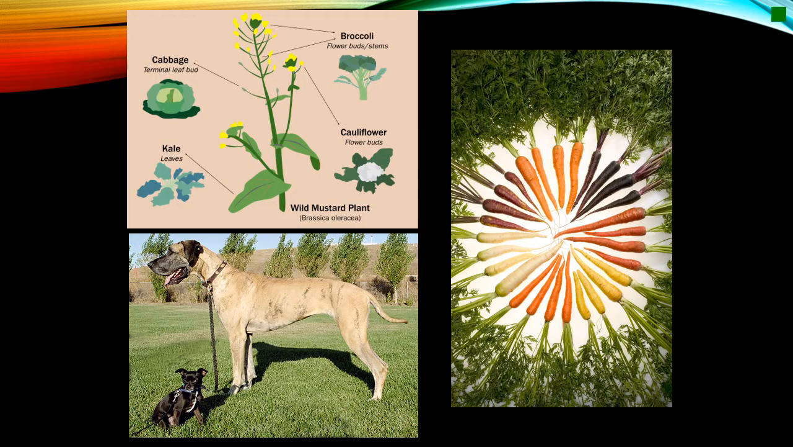We've also done selective breeding with the wild mustard plant. This guy here has turned into cauliflower, broccoli, cabbage, kale for us over many generations. Of course, we've already talked about how dogs are impacted by selective breeding, but you can also see it affects corn. There's all sorts of options of things that one can do.